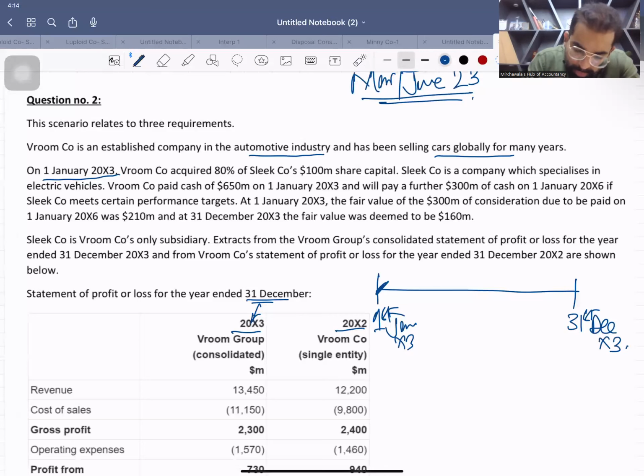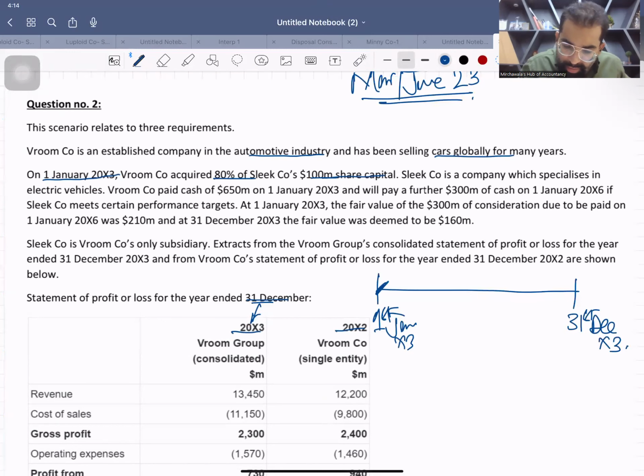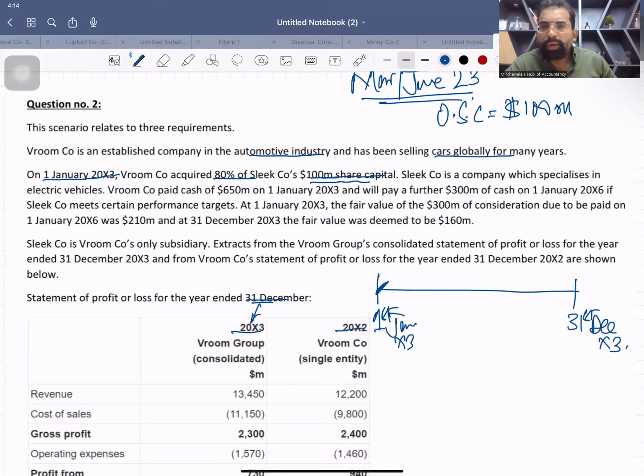Very simple. V-Room company acquired 80% of Sleek company's 100 million share capital. This is the first information. That means the subsidiary company has issued a total of 100 million shares. And the total ordinary share capital of S company is 100 million, don't forget this. This will be used for the goodwill purpose, right?